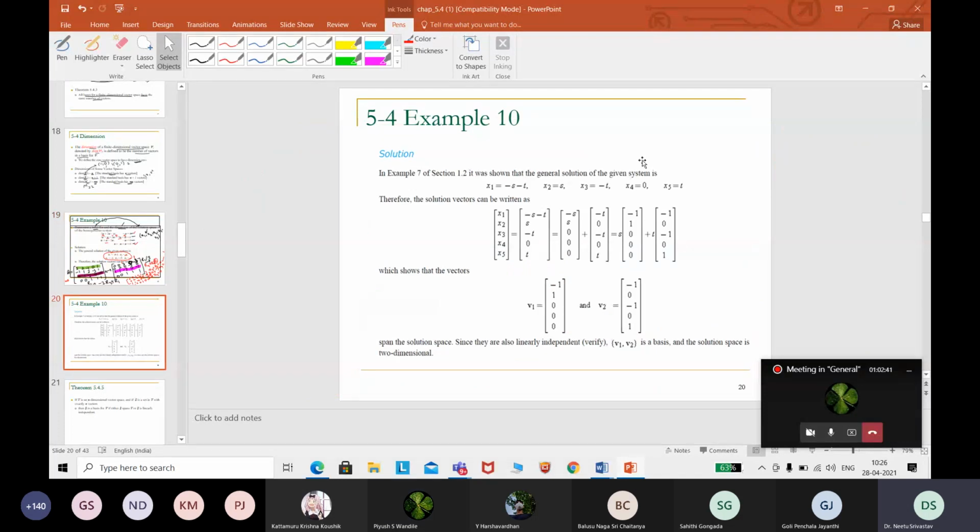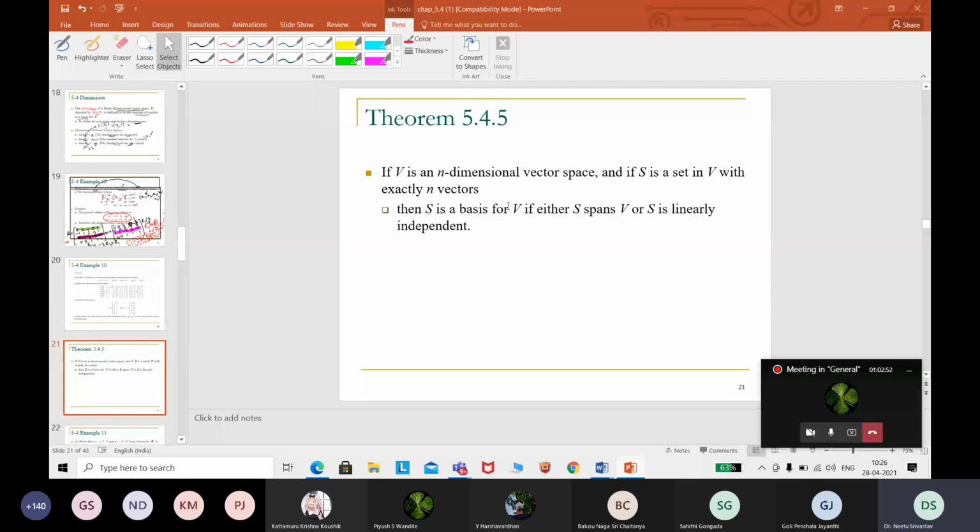You can see here they have given it in a similar way, but they have proceeded with -s, -t, s -t, 0t. So we have to check. I will check and then I will confirm in the next class.